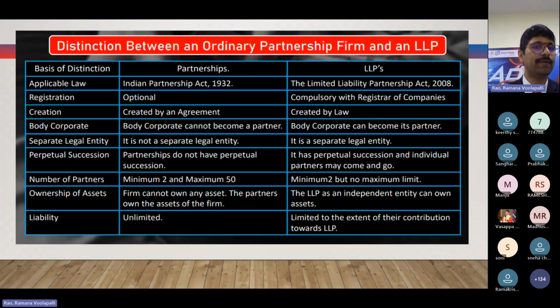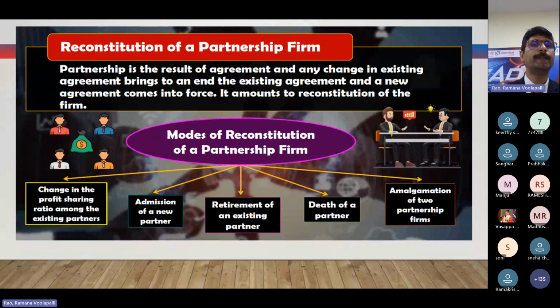Liability: in a partnership the liability is unlimited for the partners, whereas in an LLP, as the name suggests, it is a limited liability, limited to the extent of their contribution towards the LLP. This is the basic difference between the partnership and the limited liability partnership.